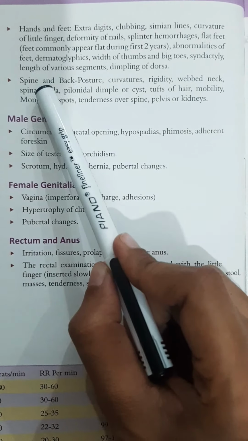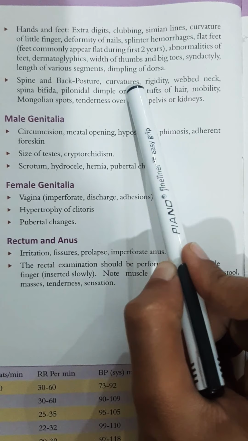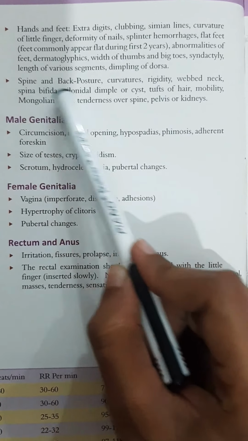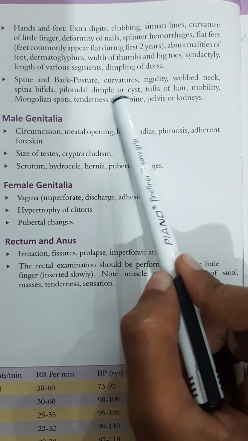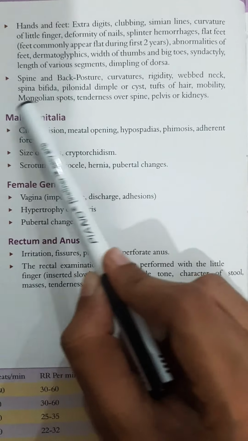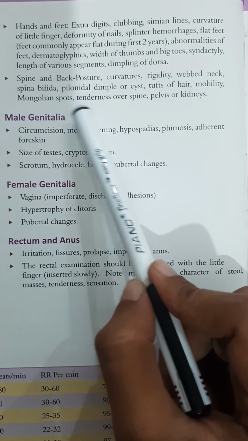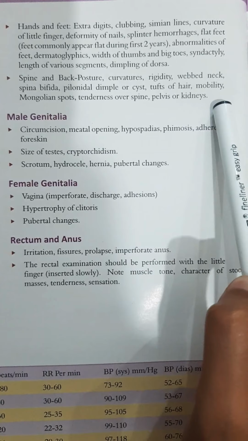Then we will check the spine and the back posture. We will check the curvatures, rigidity, webbed neck, spina bifida, pilonidal dimple or cyst, tuft of the hair, mobility, Mongolian spots, tenderness over the spine, pelvis or the kidneys.